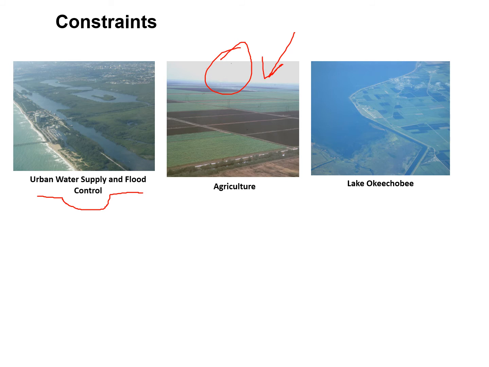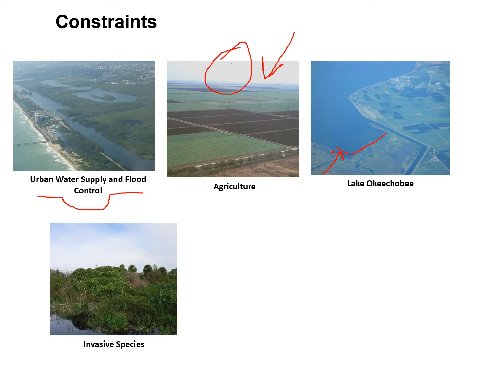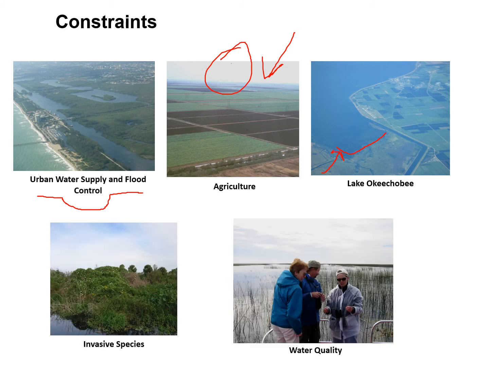Lake Okeechobee itself, because it's dammed, and they have their own issues with blue-green algae and a lot of the fertilizers that run off into the lake and cause those algal blooms. Also the invasive species, that's a problem we've talked about.